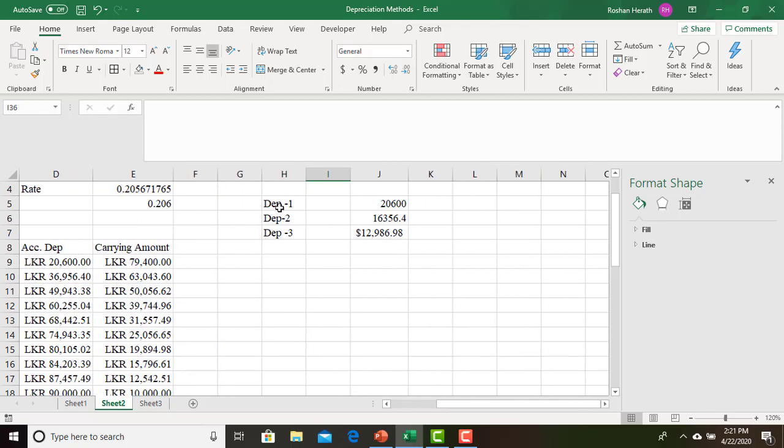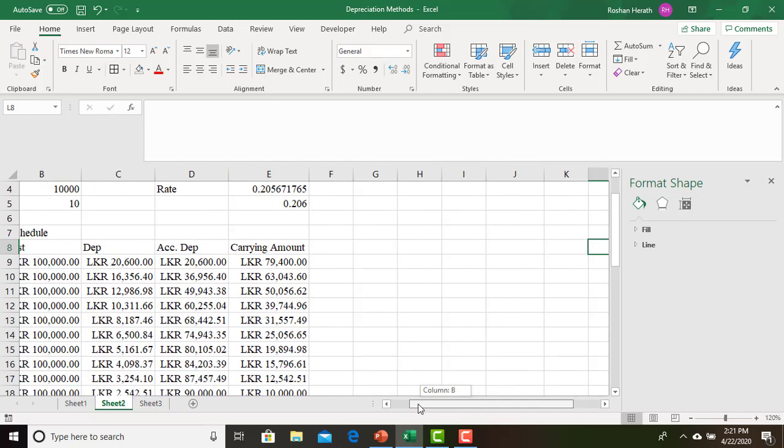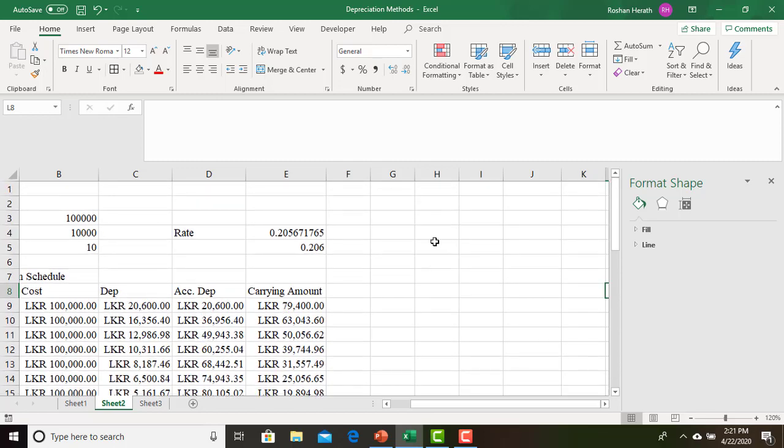As I said earlier, in this particular depreciation method, it allows you a facility that is to compute the partial year depreciation.